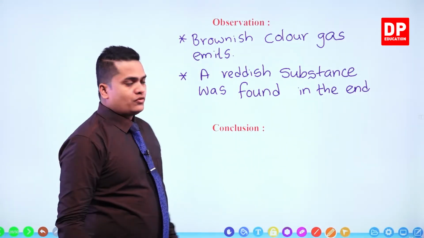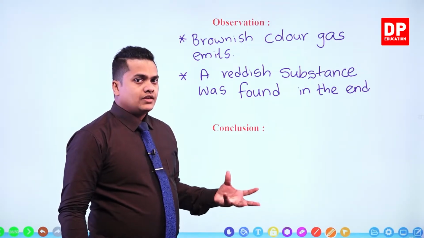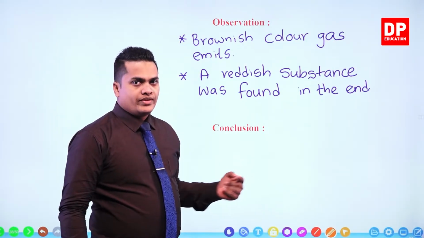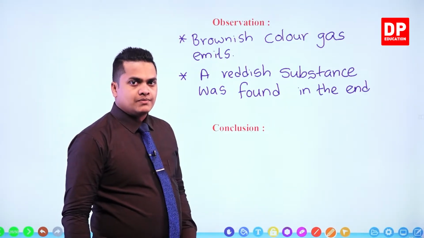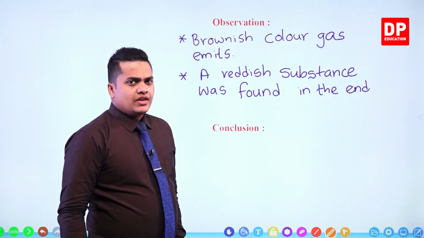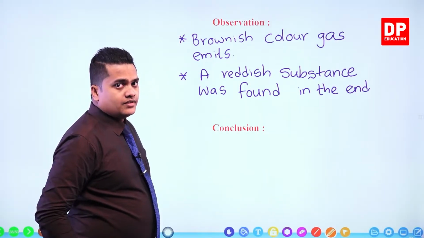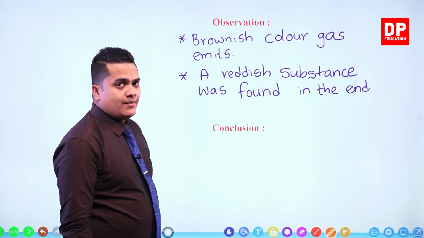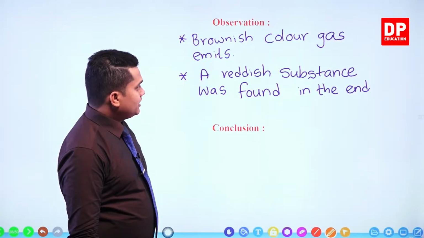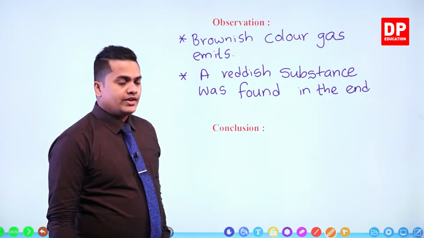So in the end we can find a reddish color substance which is remaining within the boiling tube. Reddish color substance. So these are our main observations. Number one is brownish color gas emits, right? Brownish color gas is going to emit from the system. And in the second observation, you could observe a reddish color substance which remained within the boiling tube, right?